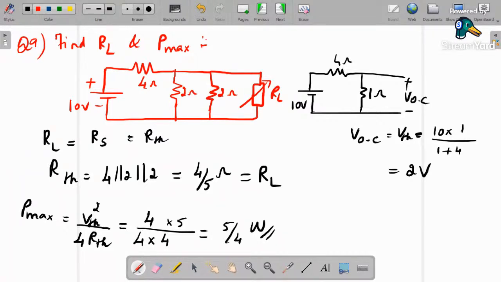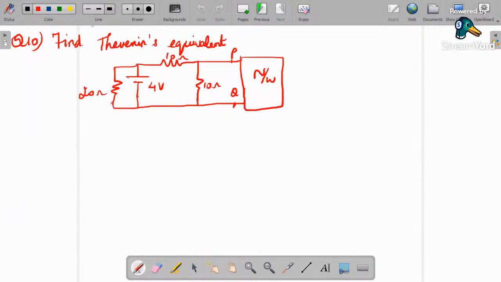Yes, last question, question number 10. You have to find the Thevenin's equivalent. Right, same. V Thevenin, so we open the load and see. Open circuit voltage is nothing but Thevenin's voltage. It is actually the open circuit voltage; we just call it Thevenin's voltage by name.